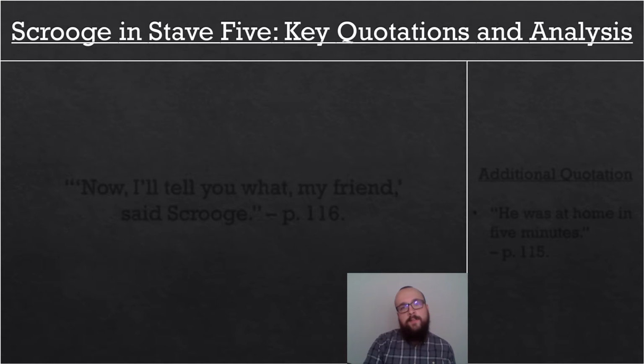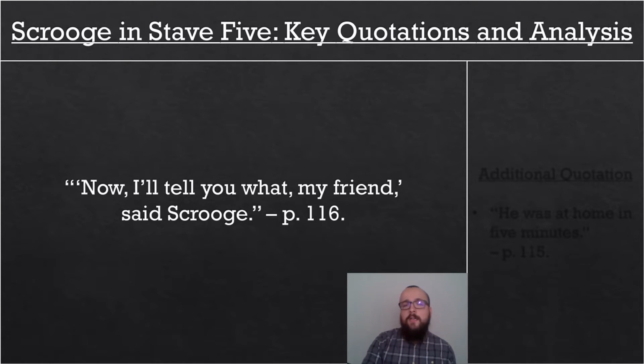Our next couple of quotations come from the second half of Stave 5. To start with, let's consider the following quotation. "Now I'll tell you what, my friend," said Scrooge. Now this is Scrooge addressing Bob Cratchit as he sort of pranks him on Boxing Day. The fact that he tries to prank him at all could show Scrooge to be light-hearted and unserious again, but I instead want to focus on Scrooge's vocabulary choices in his dialogue.